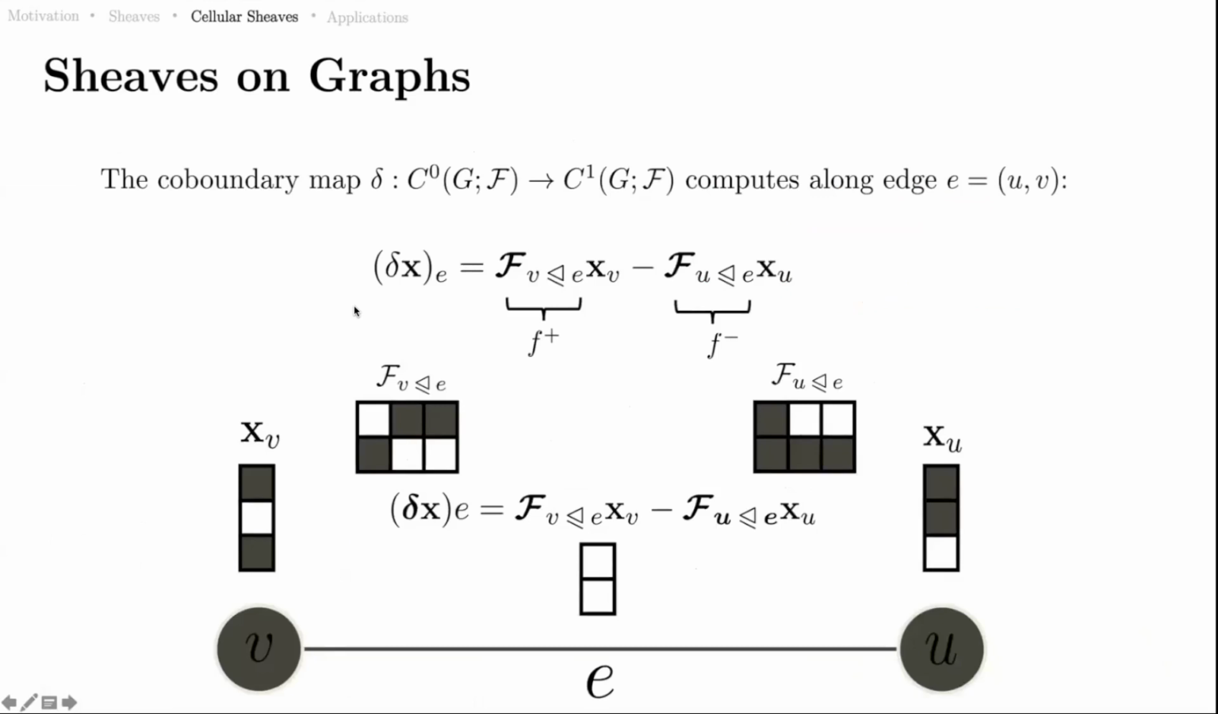This coboundary map has a nice definition in the sense that for a given edge E, the coboundary computes the positively oriented zero cochain at V mapping onto edge E through this restriction map, which restricts to our edge, minus the oppositely oriented U onto E.